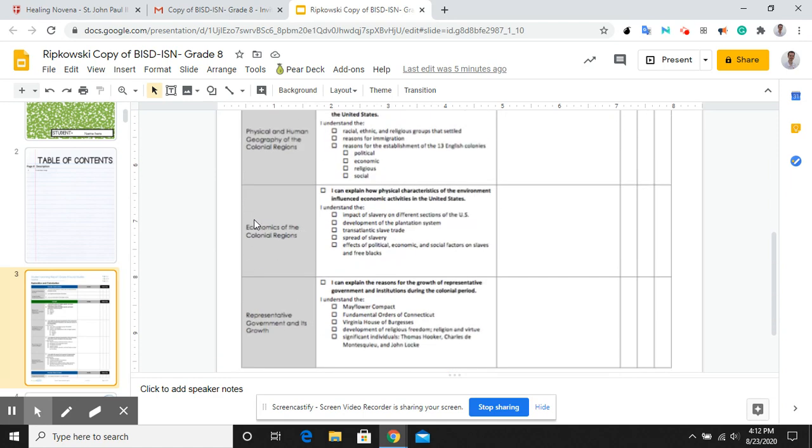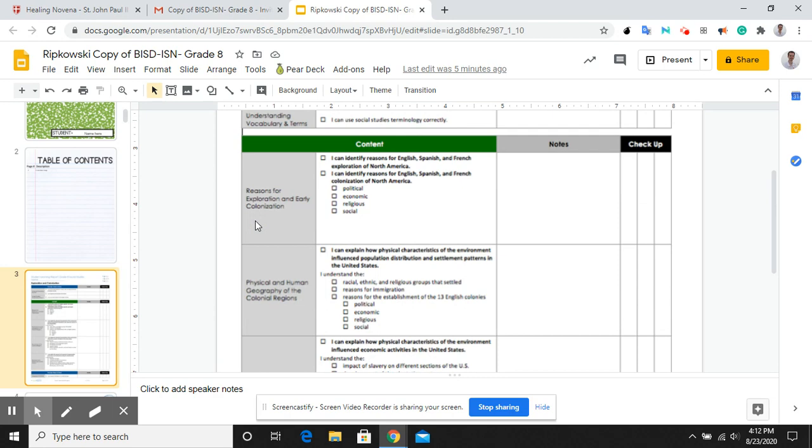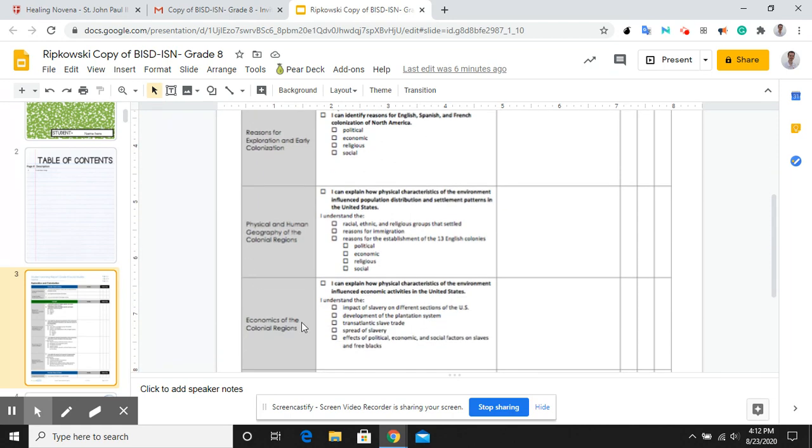The unit is split up into 4 sections. Reasons for exploration and early colonization: why did they start going out and looking for new land? Physical and human geography of the colonial region: when they actually finally settled, what was the geography like? Physical geography makes sense, like land and things like that, but human geography would be things like religion. So that's what it means by human geography.